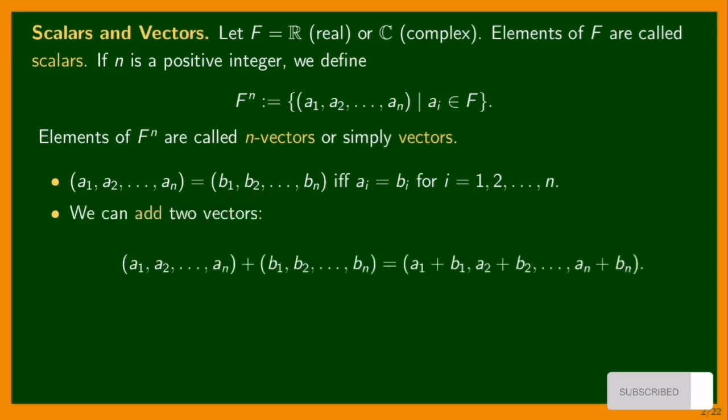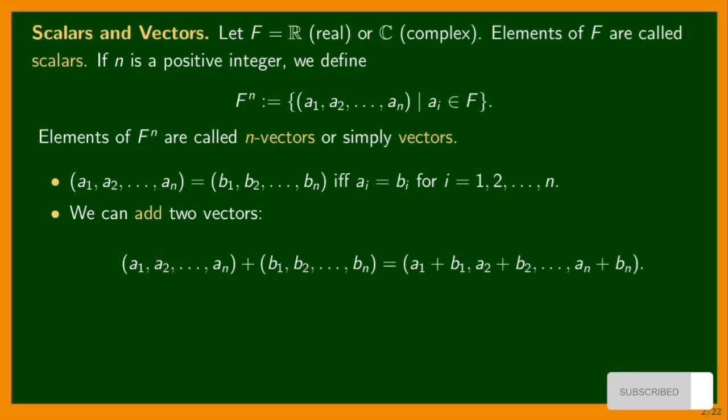These vectors can be added to form another vector. To add the vector a1, a2, an to the vector with components b1, b2 up to bn, we simply add them component-wise. When we say component-wise, the first components are added to get the first component of the sum. The second components are added to get the second component of the sum, and so on.